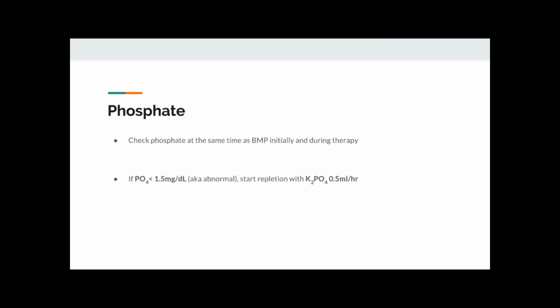So what I do is, if my phosphate is abnormal, so below 1.5, I add 0.5 mL per hour. I try to keep it in 5, so you get 5 liters in 5 hours of fluid. If your phosphate's low, add 0.5 mL per hour.